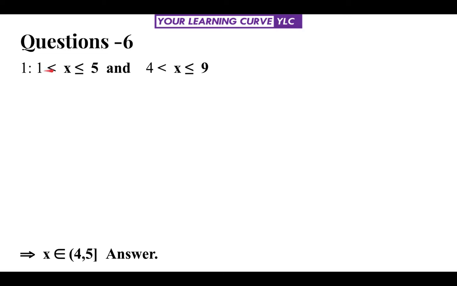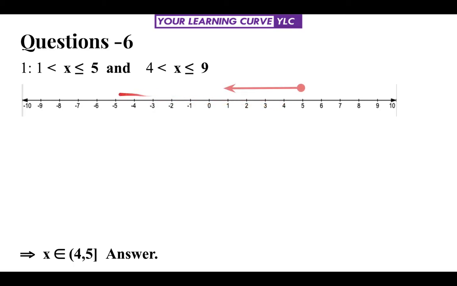If 1 is less than x is less than or equal to 5, and 4 is less than x is less than or equal to 9. Once again, we have to combine these two inequalities by AND. So we have to find the values of x which satisfy both the inequalities simultaneously. So we draw the number line and draw the first inequality, 1 to 5. The interval is 1 to 5. 1 is excluded, 5 is included. We draw the second inequality, 4 to 9. 4 is excluded, 9 is included. So accordingly, you plot the arrows and dots.